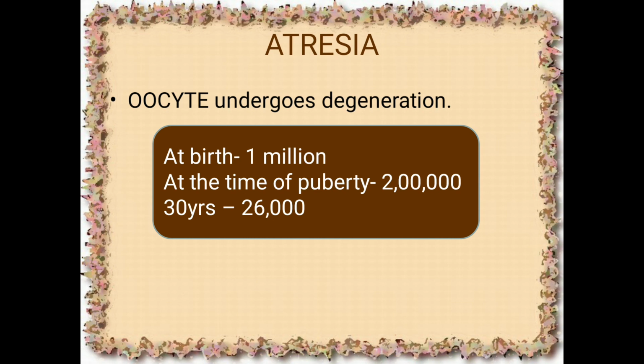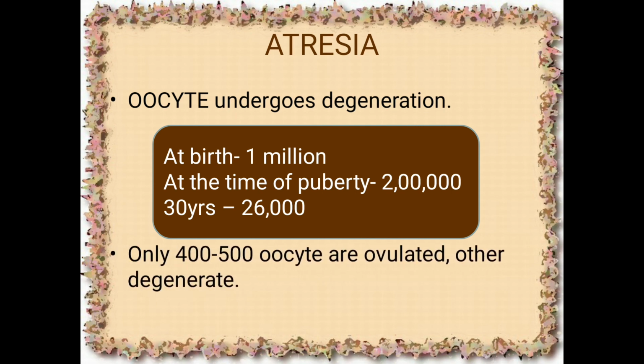So there is a degeneration of oocytes. During a woman's life, only about 400 to 500 oocytes are ovulated, and the others degenerate. The degeneration of oocytes is called atresia.